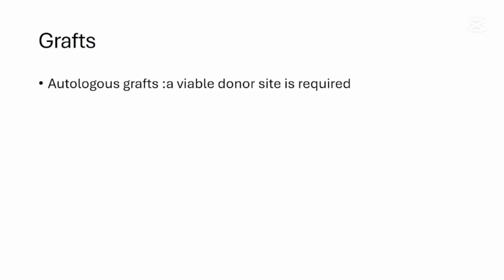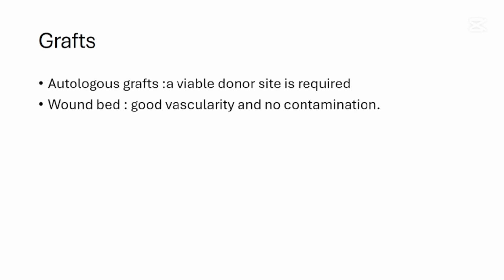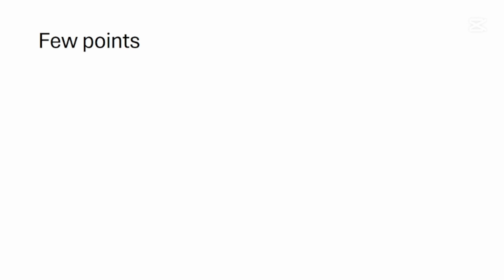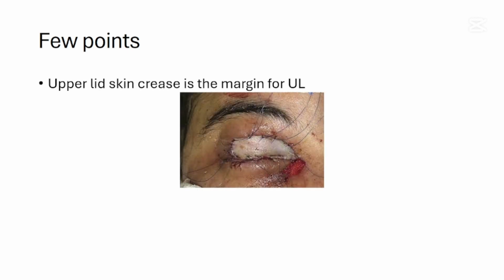So for grafts, you have to have viable donor sites, which is a challenge. The wound bed has to be good, without contamination, with good blood supply. When you do it, if there's a large defect, you can't do a whole graft at the same time. You have to have an upper lid with the upper margin. So if you have a large graft, you have to have two separate grafts.